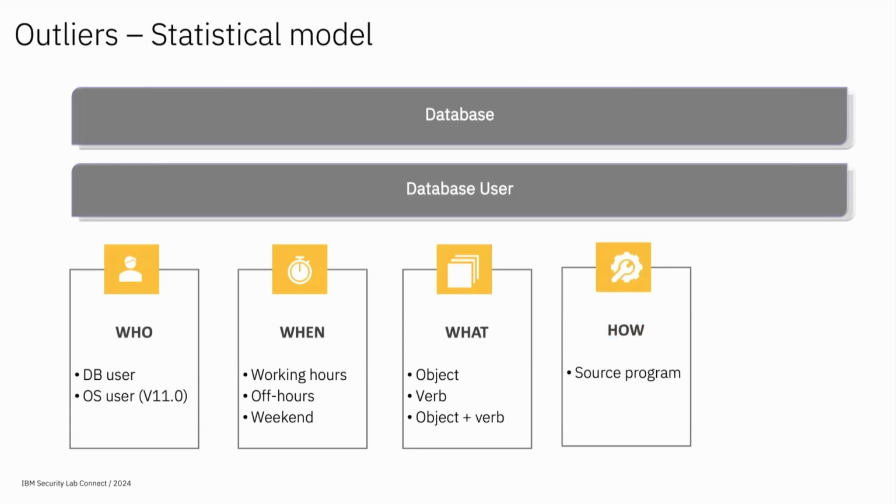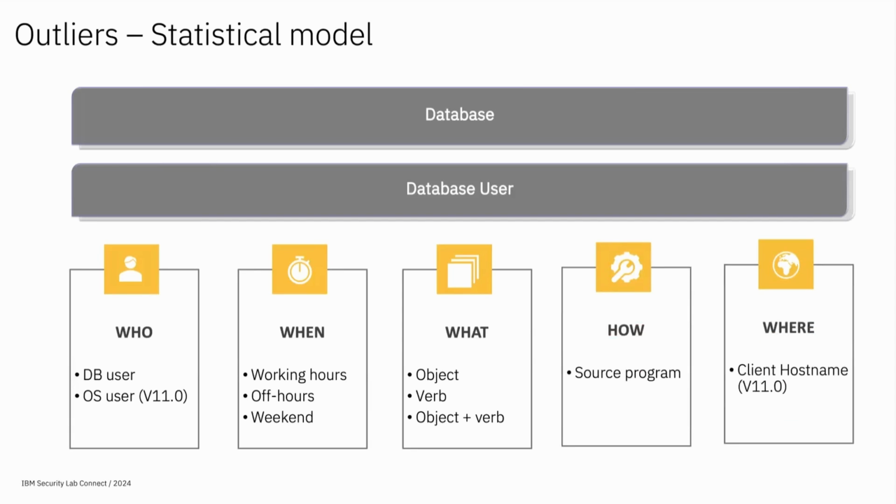Then how? We are looking at the source program or the application from where the database was accessed. A user will normally have 1, 2, or maybe 5 different source programs they are using. If we see a very high activity from one of the source programs, it will be an outlier on that specific source program. We are also looking out for where, like client host name, to see the volume of activities from each client, from which client host name it is coming. So these are the typical 5 questions which any end user would like to know, and here we go.